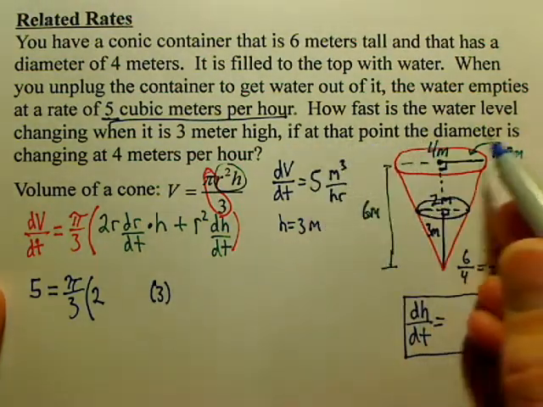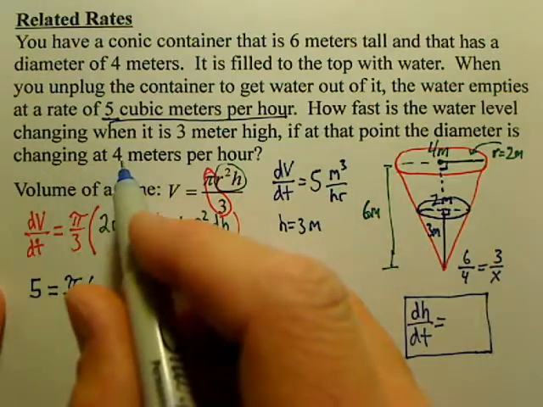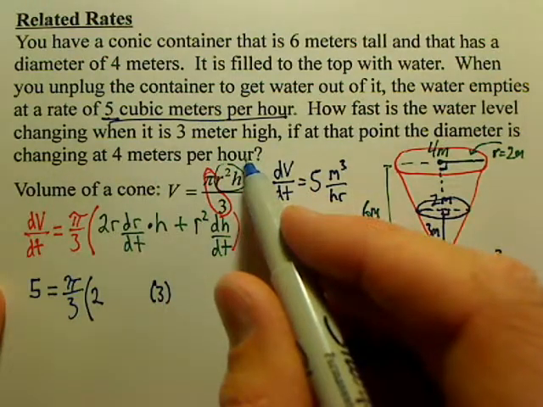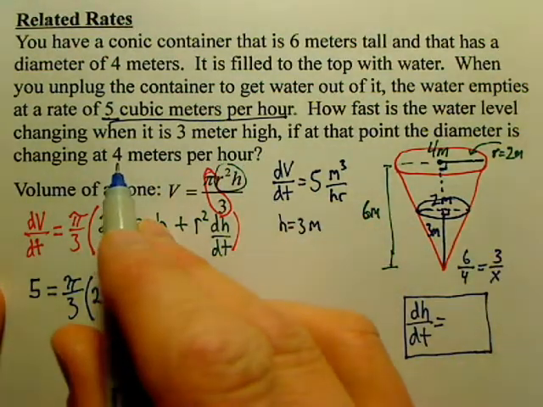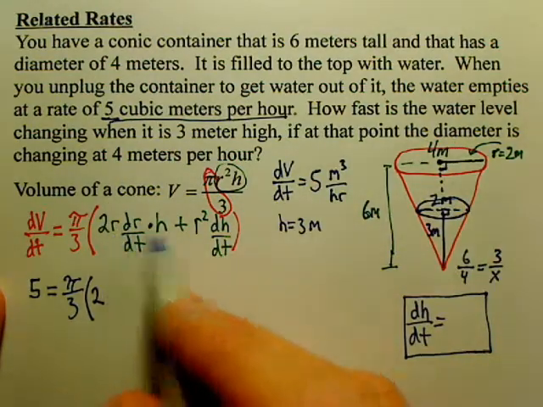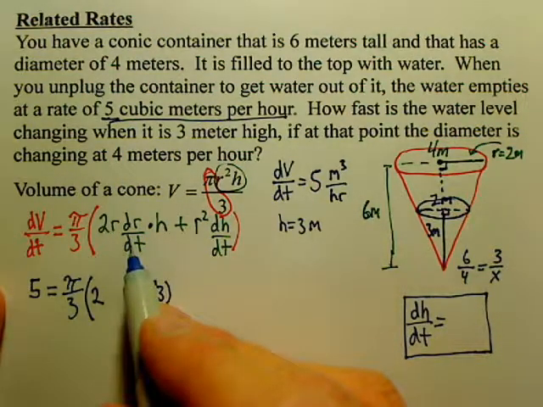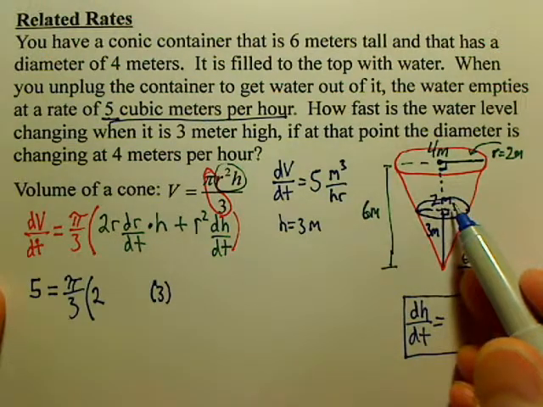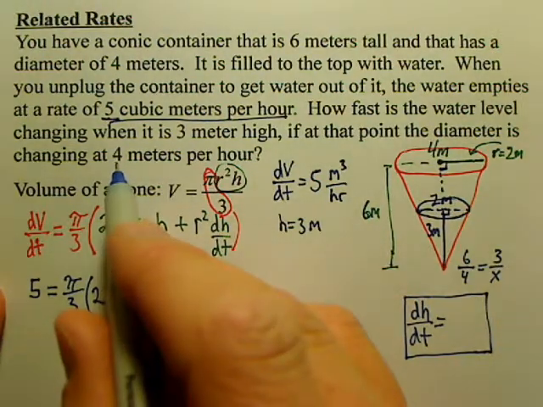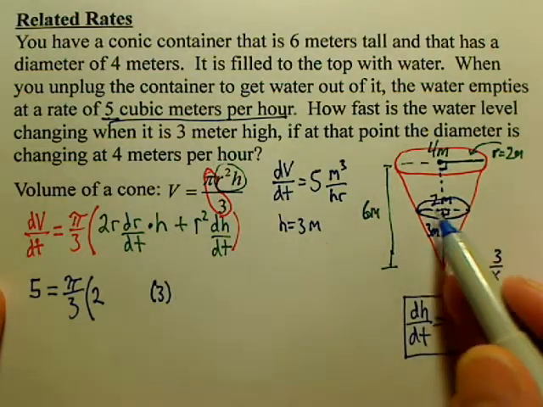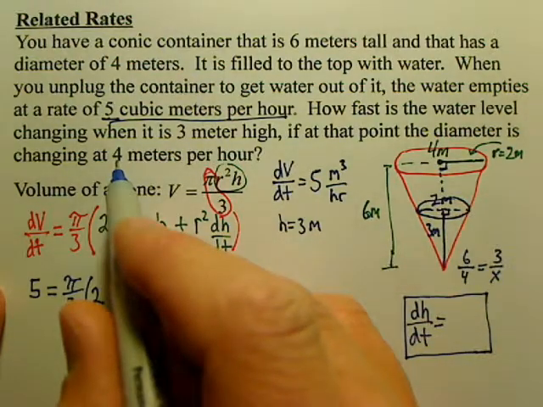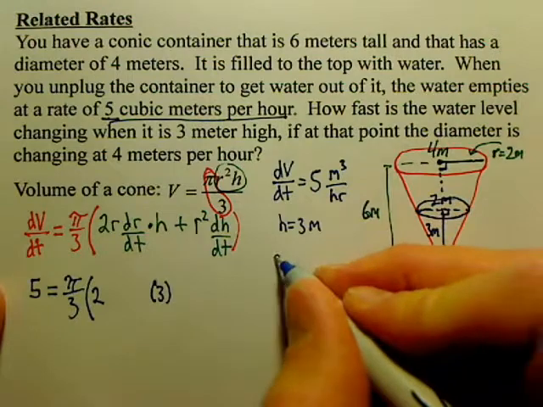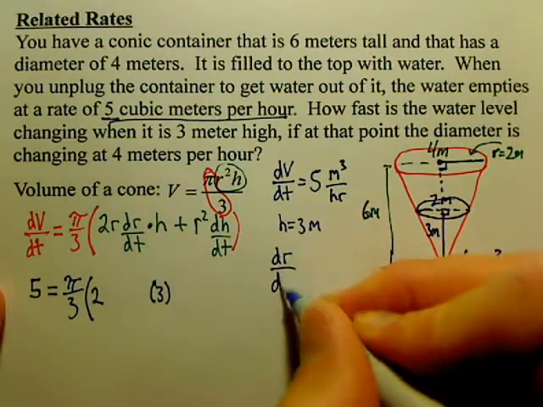If at that point the diameter is changing at a rate of 4 meters per hour. Oh, we just got another rate of change. But it's diameters. I have radiuses. Don't I have dr dt? Well, if my diameter is changing at 2 meters, okay, no, sorry. If my diameter is changing at 4 meters per hour, the diameter is 2 here. But if the diameter is changing at 4 meters per hour, what would the radius be changing at?